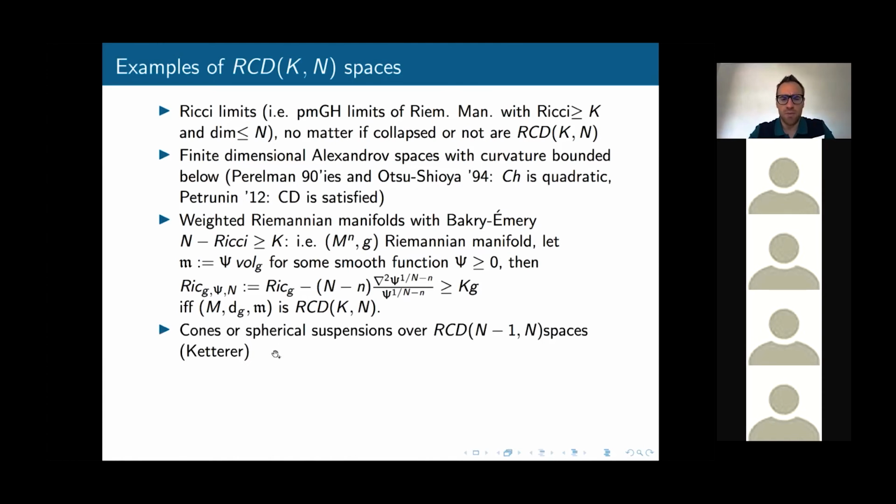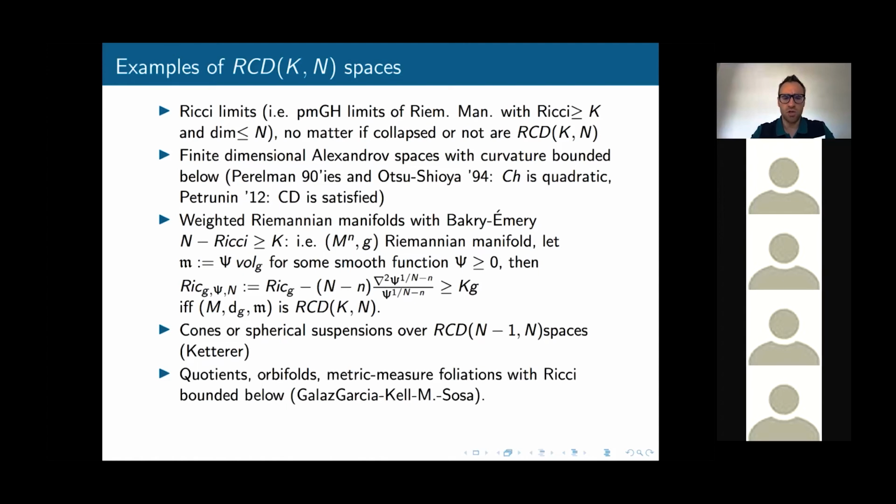Then I already used it in the previous slide. When you consider cones or spherical suspensions over RCD(N-2,N-1) spaces, these are RCD(0,N) spaces. This was proved by Ketterer. RCD(N-1,N) spaces give RCD(0,N+1) spaces. This was proved by Ketterer.